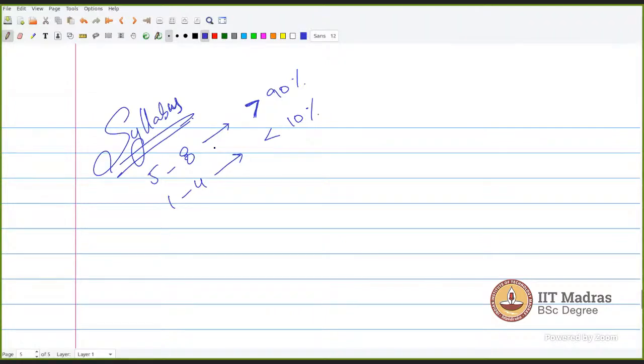Similarly, like the last quiz, will the formula sheet be provided, or how is it planned? It will be provided. Okay, thank you.